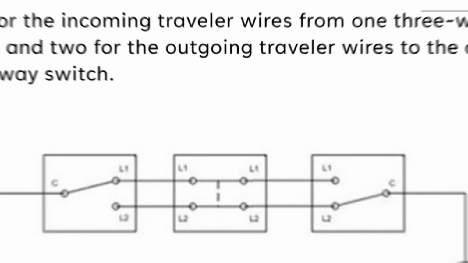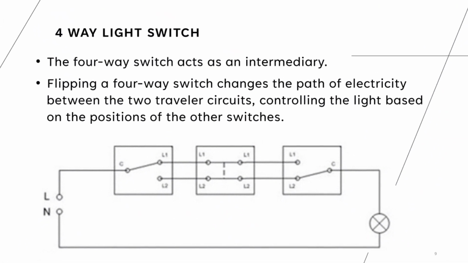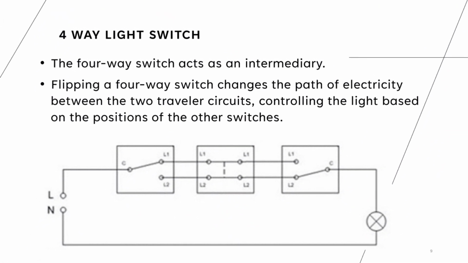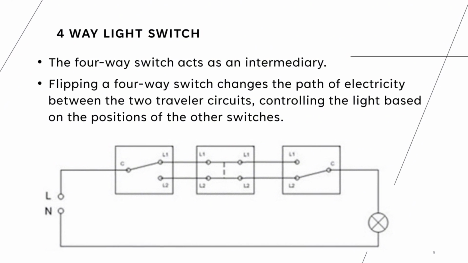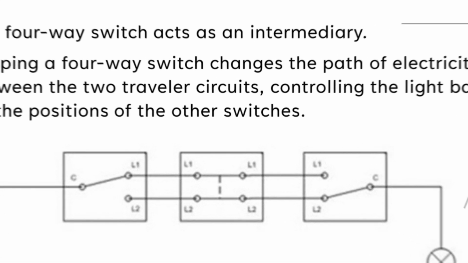The four-way switch acts as an intermediary, allowing the light to be controlled from any of the switches in the setup. Flipping a four-way switch changes the path of electricity between the two traveler circuits, effectively controlling the light based on the positions of the other switches.